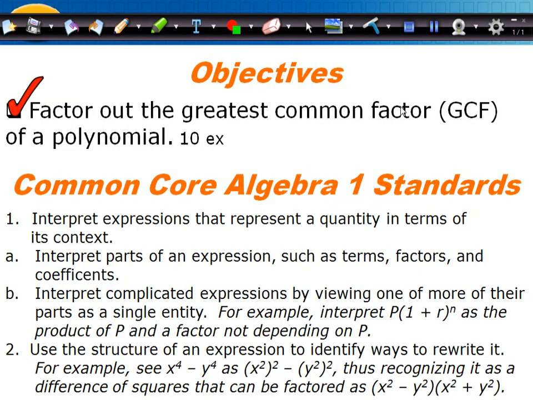Alright, we do have one more example that's a real-world example that we're going to talk about tomorrow in class. But you should have all 9 of the other examples. And so now you should be able to factor out the greatest common factor of a polynomial.